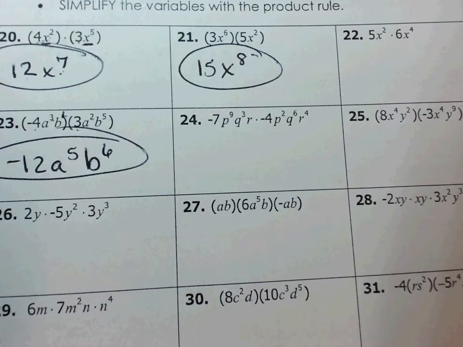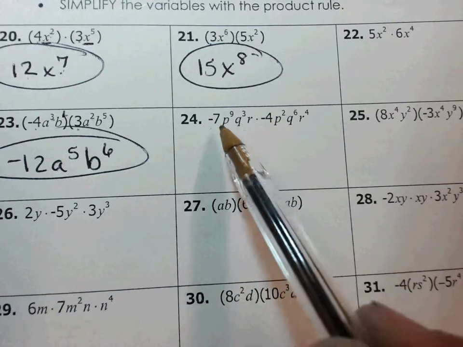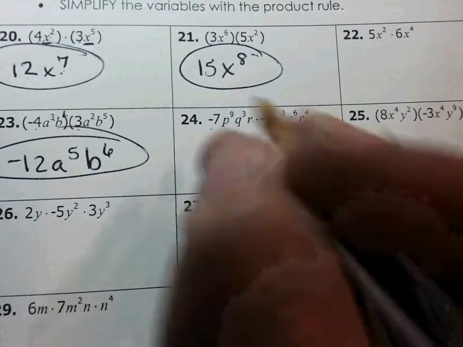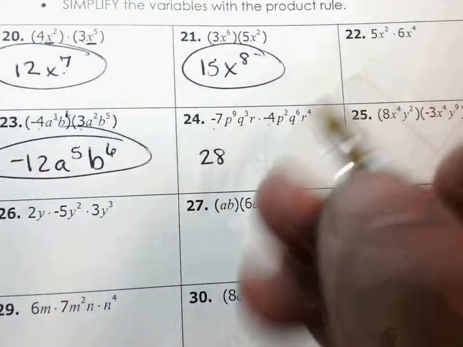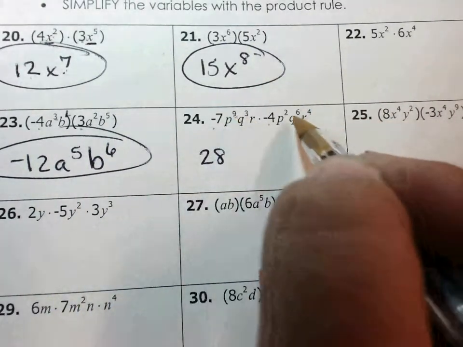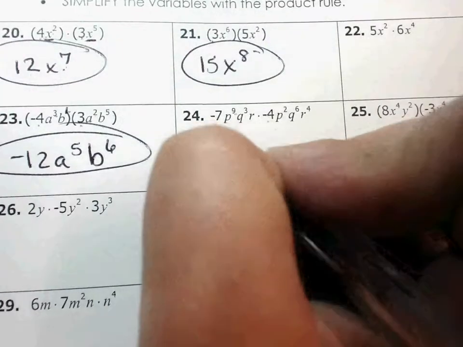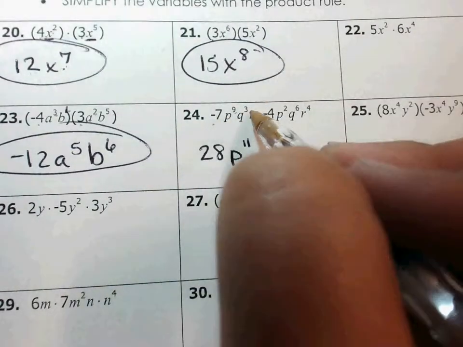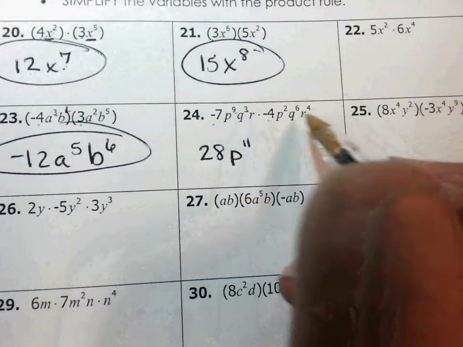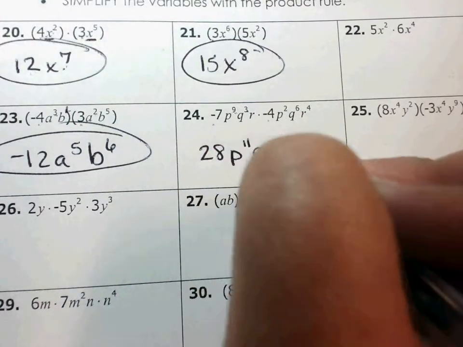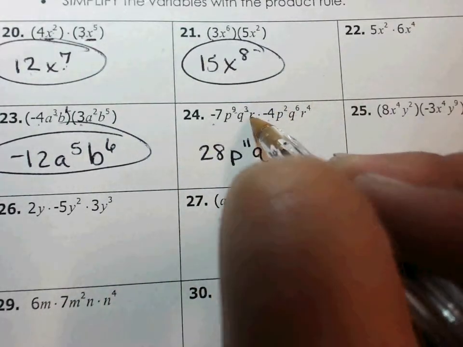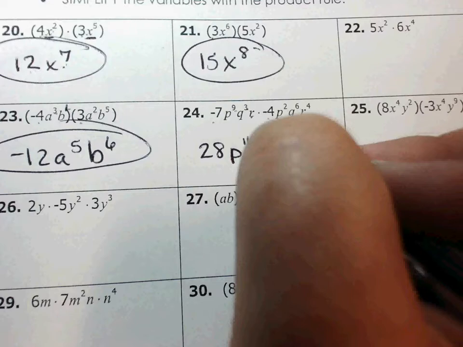On 24, we're going to multiply our two numbers. We got negative 7 times negative 4 gives me positive 28. p^9, p squared is going to give me p to the 11. q^3, q^6 is going to give me q^9. r to the 4th, r to the 5th.